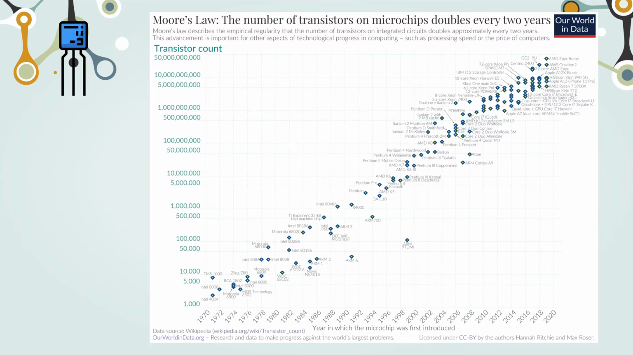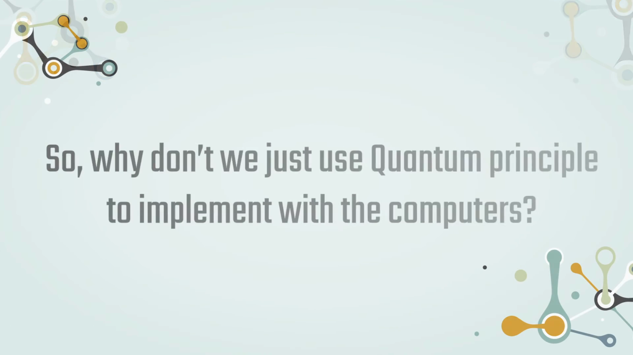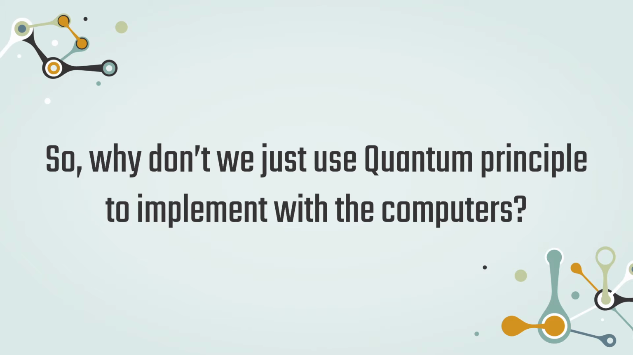There is a law, namely Moore's law. It states that the number of transistors on microchips will double every 2 years. So the size of transistors will be smaller and smaller until it enters the quantum realm. From this, classical physics can't be used anymore. So why don't we just use quantum principles to implement computers? And that is the emergence of quantum computers.